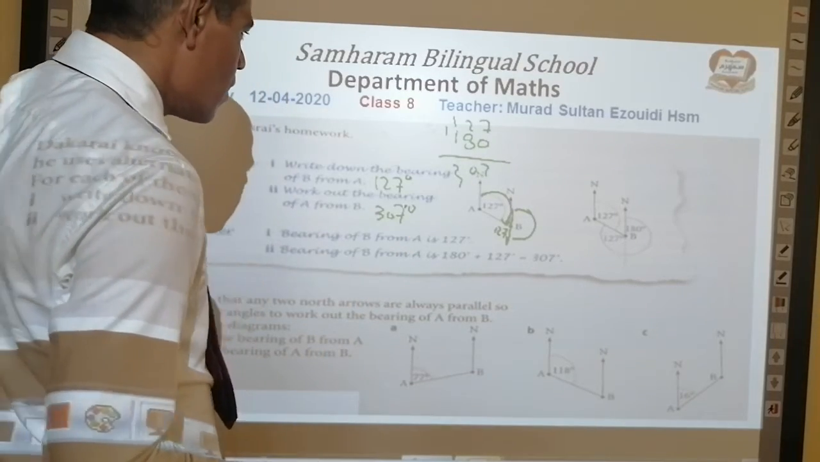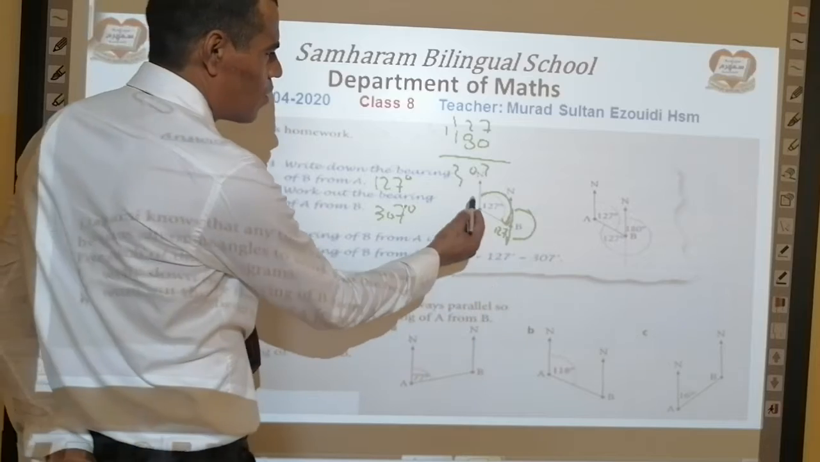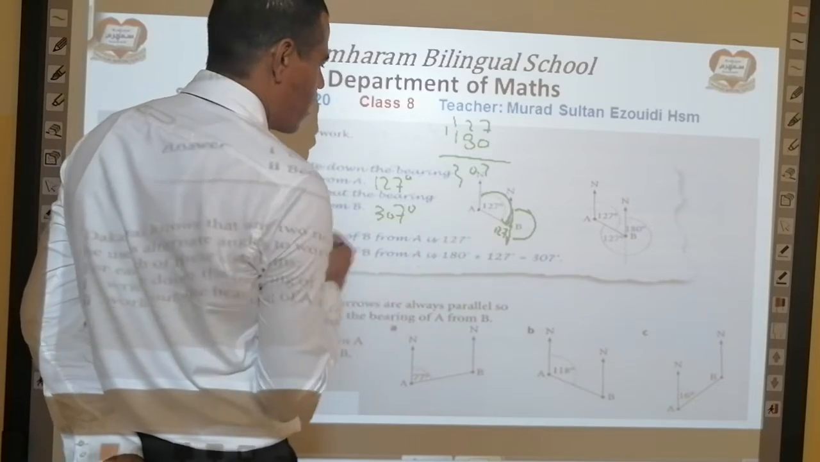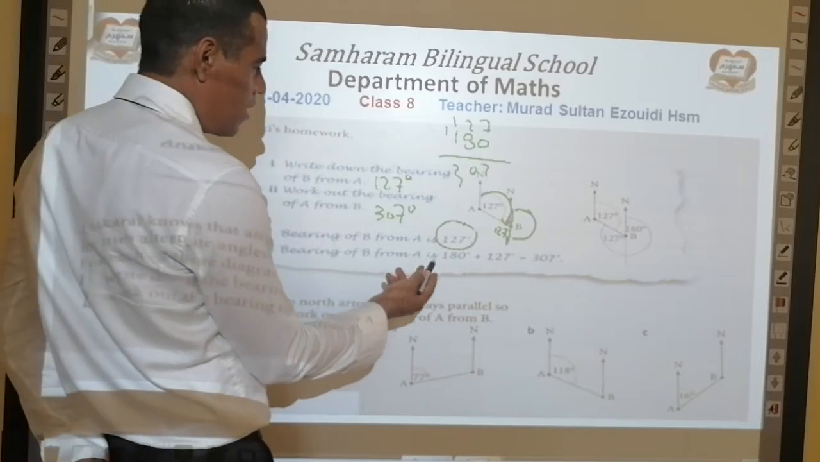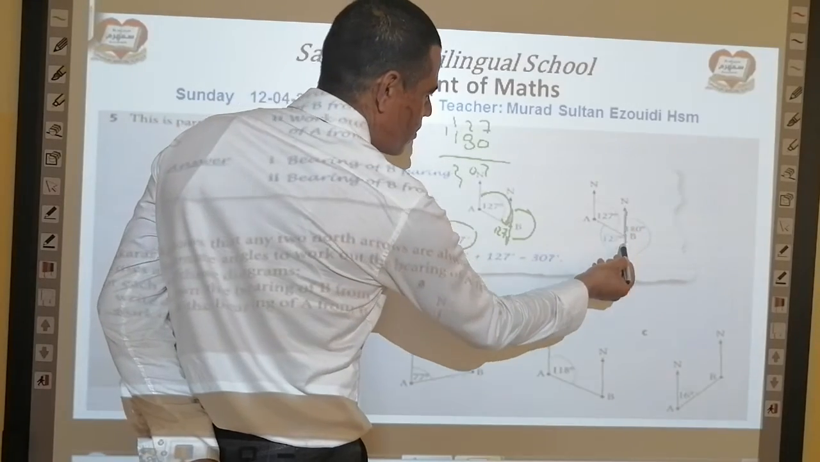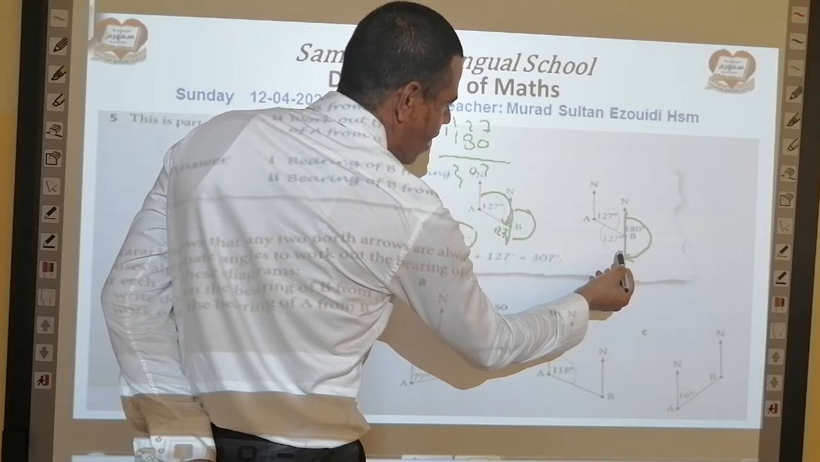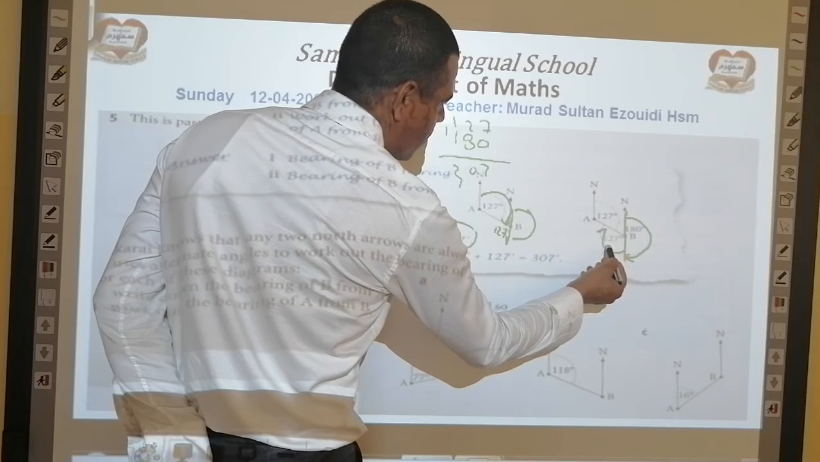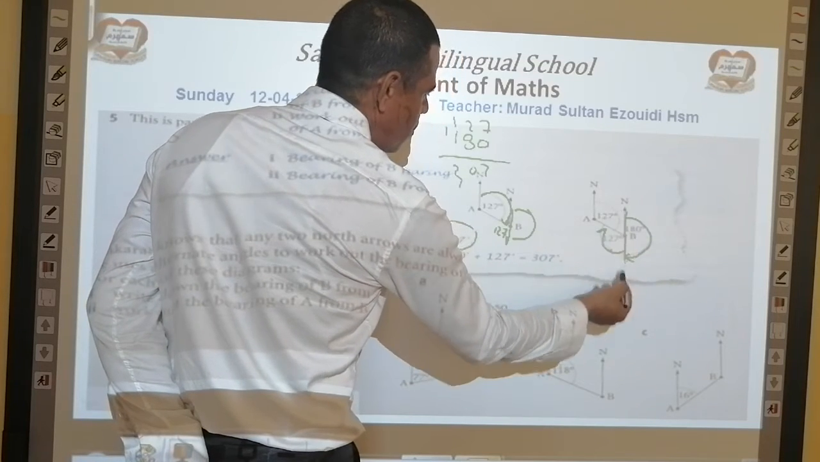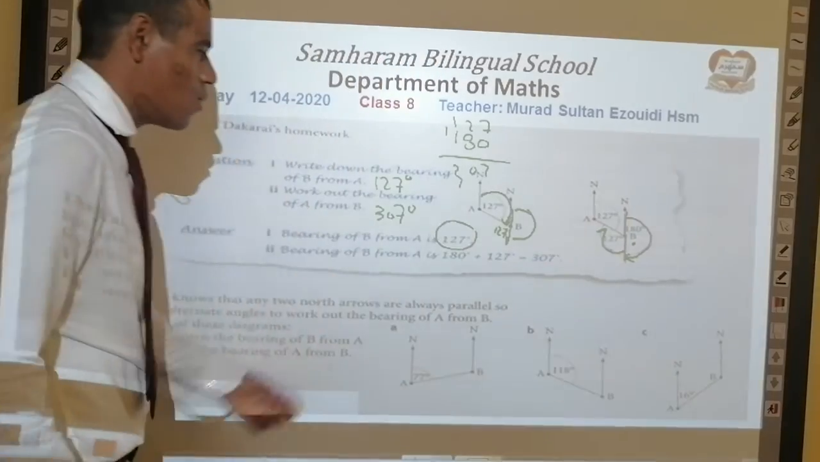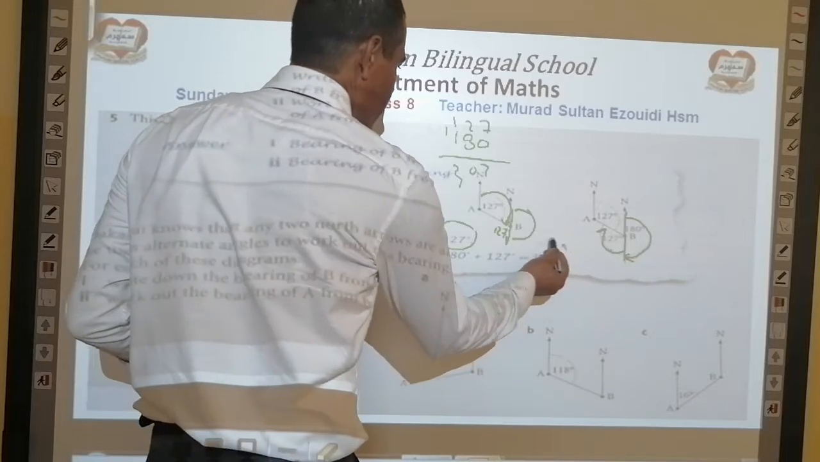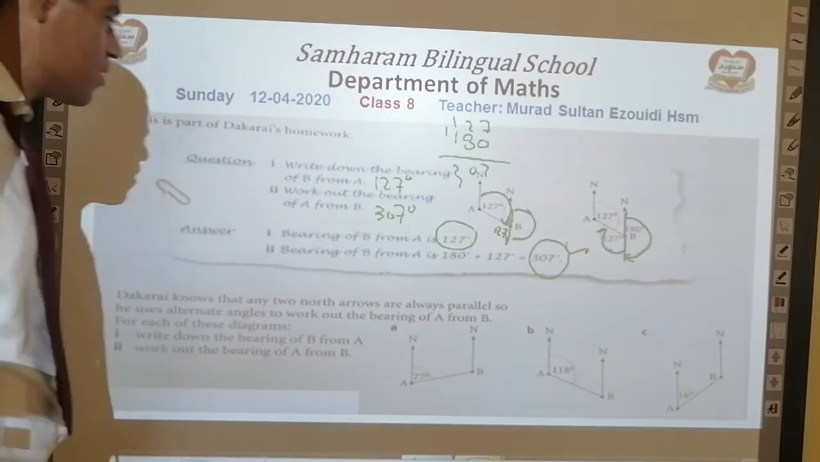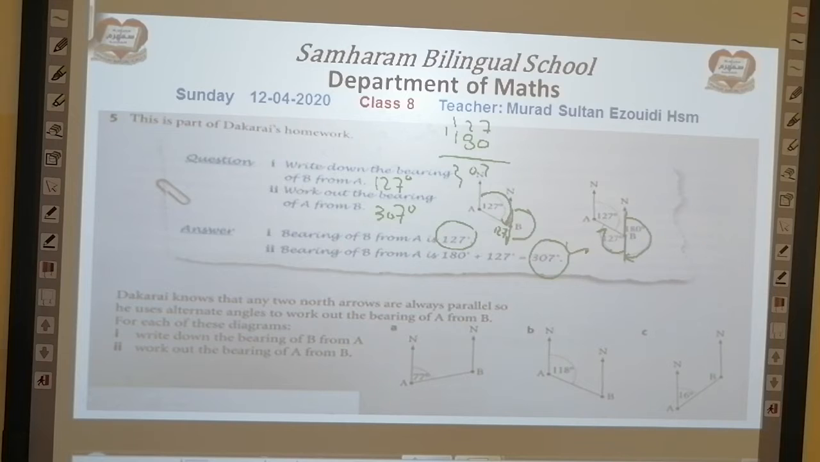So we told the bearing from A to B is 127, correct? Then the bearing of B from A is 180 plus 127. This is alternate angles. Why? Because two parallel lines and a transversal. So 180 plus 127 gives 307 degrees. Okay. Now we will apply the same method in the exercise.